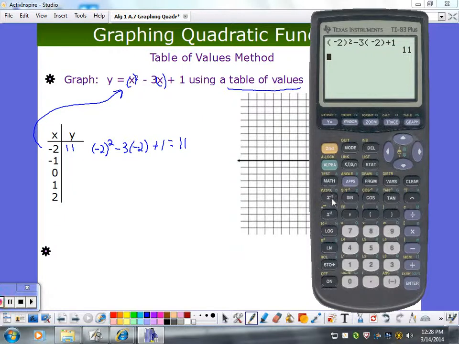Why not? 25. Well, something bad happened. Did you put the parentheses in the correct spot? I got 11. It is extremely important that you put the parentheses around the -2 inside the square. That's what I did. Well, I don't know what to tell you. I'm thinking it's not.